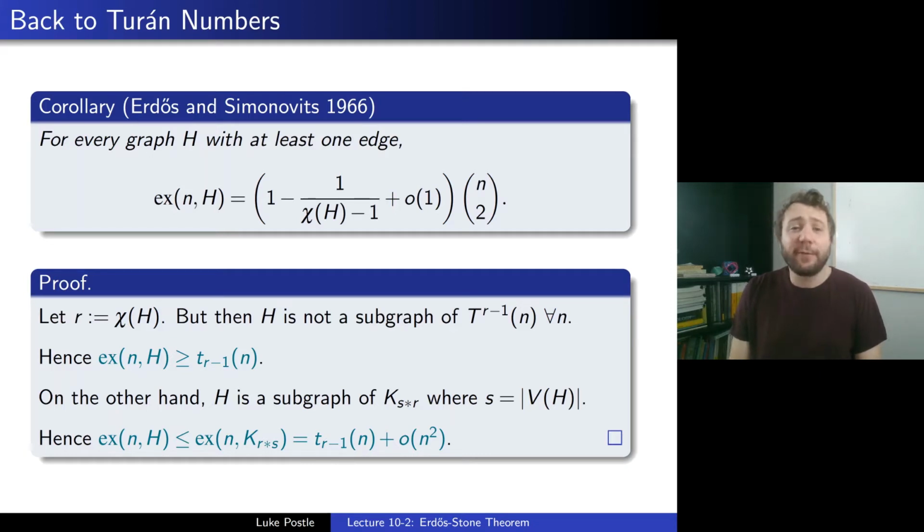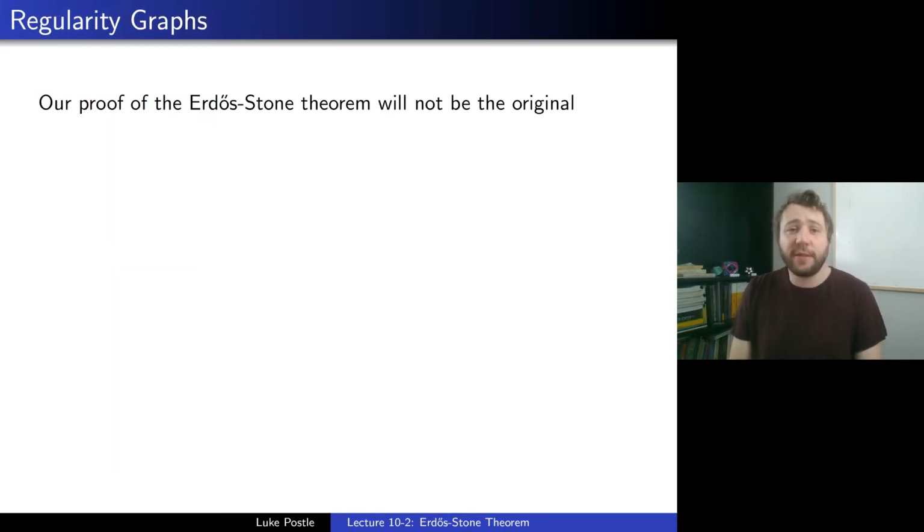But basically for every H that has chromatic number bigger than 2, this really determines the Turan number for those. It's basically asymptotically the same as it is for K_r. Okay, so that's the Turan numbers. We're going to move on toward proving the Erdos-Stone theorem.